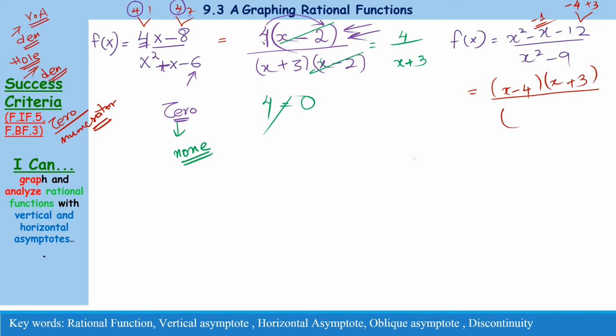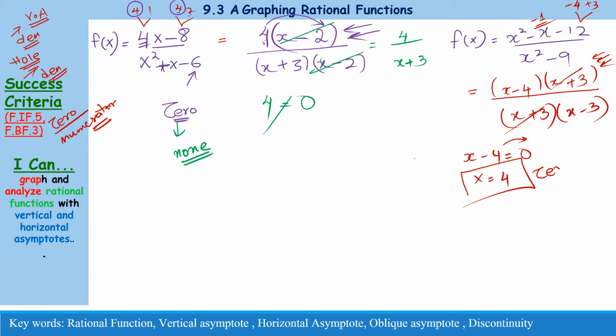Now the factors of x square minus 9, by using the difference of squares formula, you will get x plus 3 and x minus 3. Now x plus 3 is common in the numerator and denominator, and they cancel out. So that is not a 0. Now focus only on the remaining numerator, and set it equal to 0. Solve for x, you will get x equals 4. So your 0 is at 4.